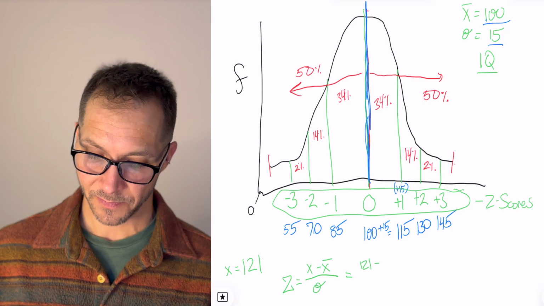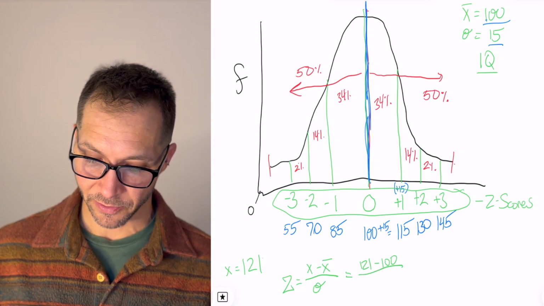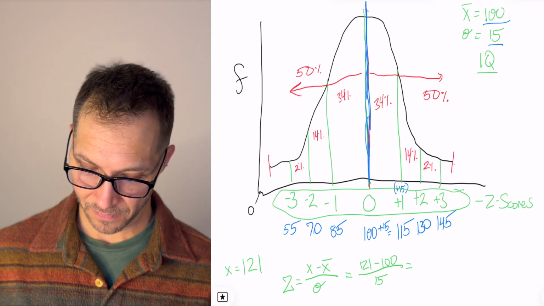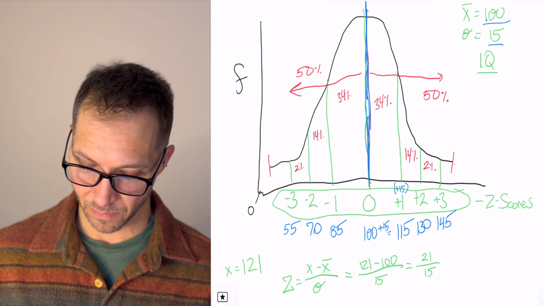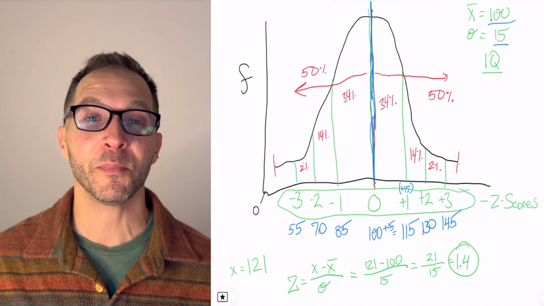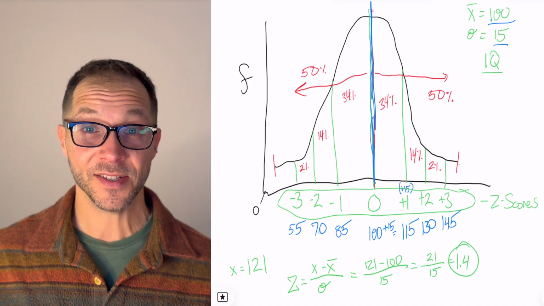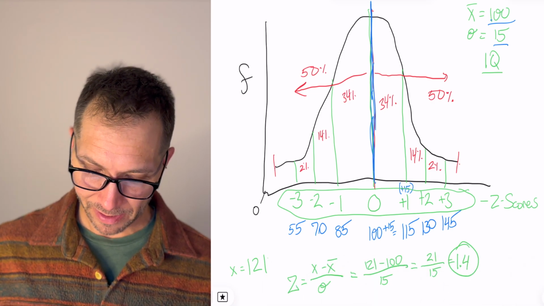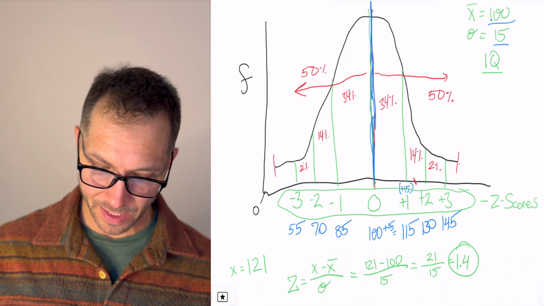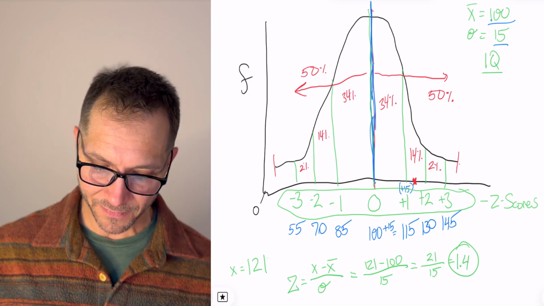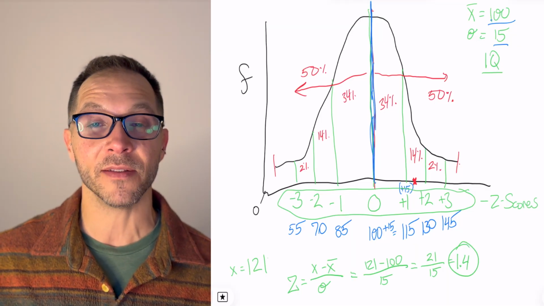121 is my x. My mean is 100. My standard deviation is 15. Let's keep doing some math. 1.4. That's my z-score. So if I could plot it out, I would say that probably 1.4 looks, it's not quite halfway in between, but it's close enough. That's where I fall on this normal curve.